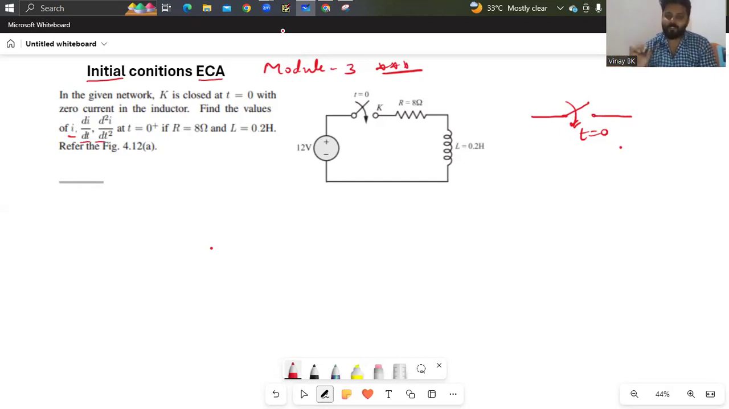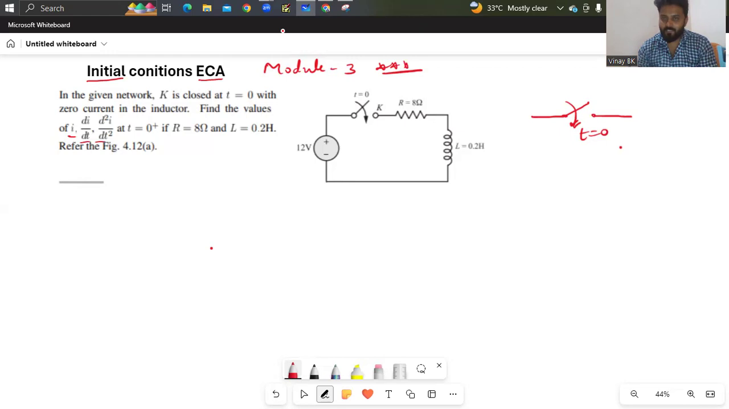Most of the students have confusion regarding this 0 plus and 0 minus, and it is very simple. We just have to observe the condition of the switch. 0 minus means before 0. What might be the condition of the switch? 0 plus means again after 0, sorry, after 0 minus. That is nothing but 0 plus.